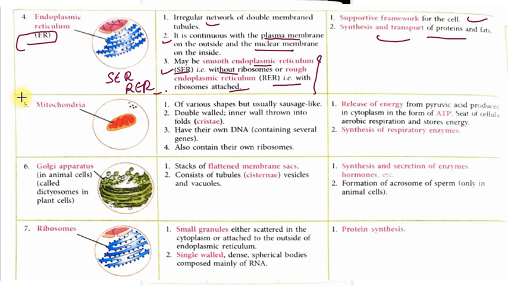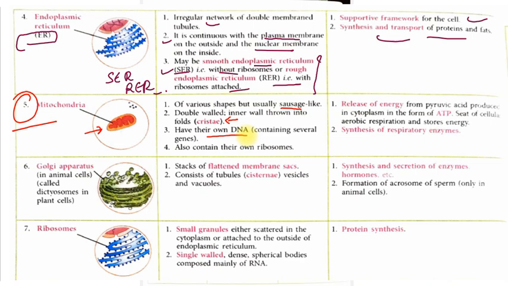The next is mitochondria. This is the structure of mitochondria. Its main characteristics are, these are of various shapes, but usually sausage like. It is double walled and the inner wall is thrown into folds, which are called cristae. These are cristae. Folds are called cristae.